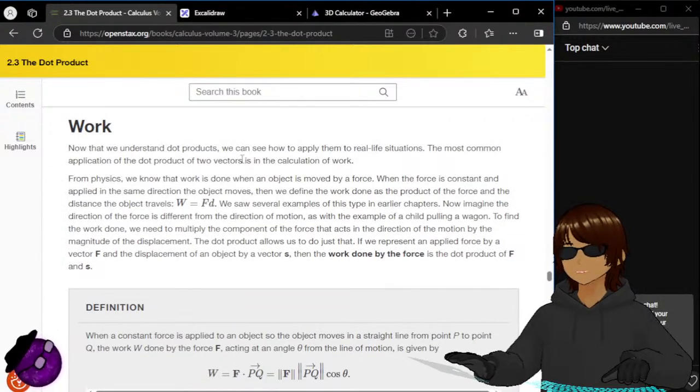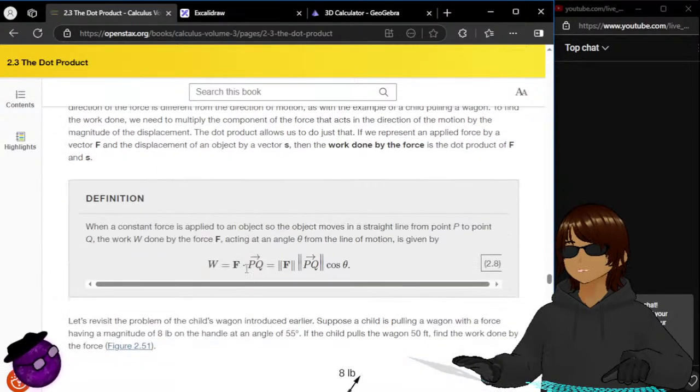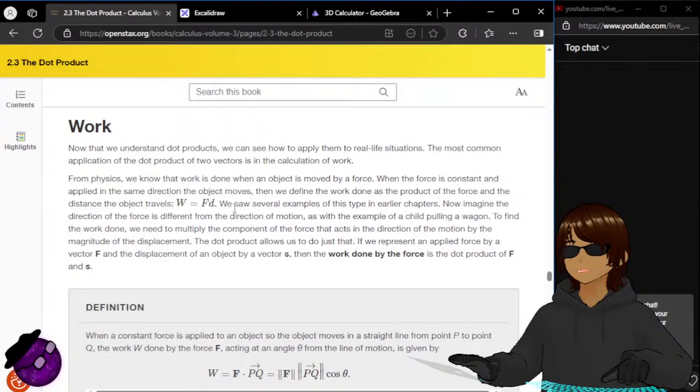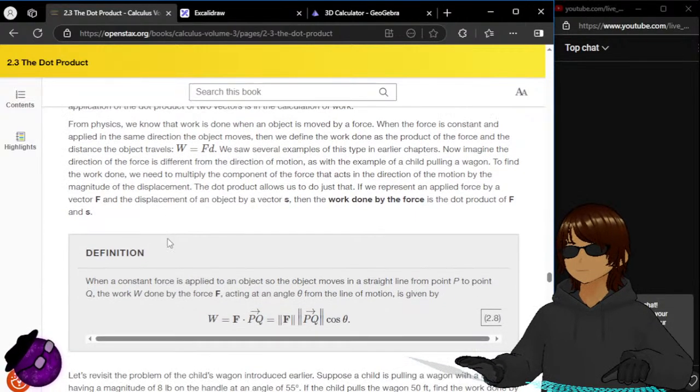Now that we understand dot products, we can see how to apply them in real life situations. The most common application of dot product of two vectors is in calculation of work. From physics, we know that work is done when an object is moved by a force. When the force is constant and applied in the same direction the object moves, then we define the work done as the product of the force and the distance the object travels. So work is force times distance. We saw several examples of this type in earlier chapters. Now imagine the direction of force is different from the direction of motion, as with the child pulling the wagon. To find the work done, we need to multiply the components of the force that acts in the direction of the motion by the magnitude of the displacement.